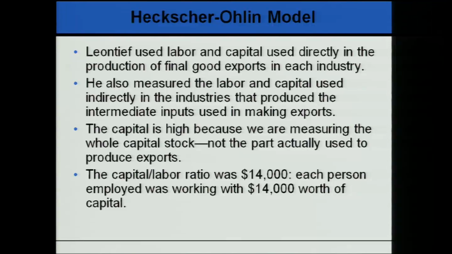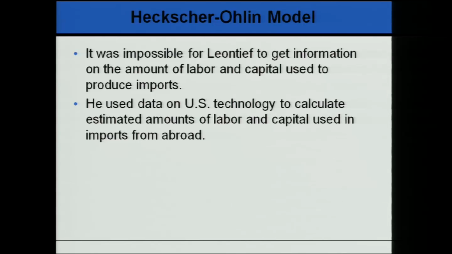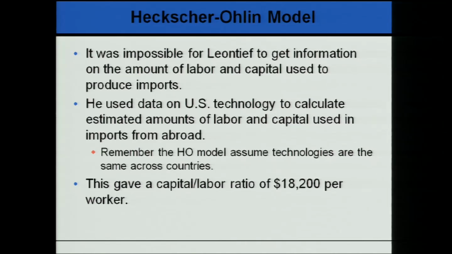Now, Leontief used both labor and capital used directly and indirectly in the production of final goods of exports in each industry. So, the capital labor ratio was $14,000, each person employed was working with $14,000 worth of capital. It was impossible for Leontief to get information on the amount of labor and capital used to produce imports. So, he used data on US technology to calculate estimated amounts of labor and capital used in imports from abroad.